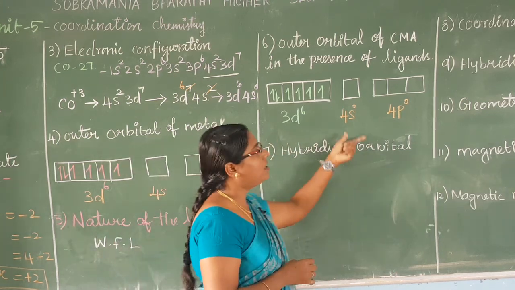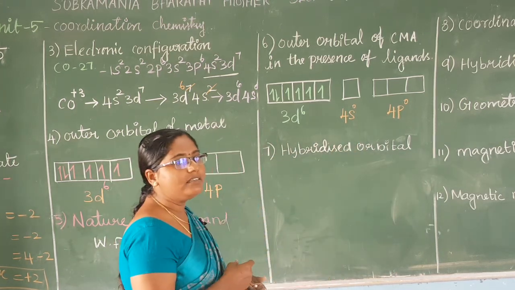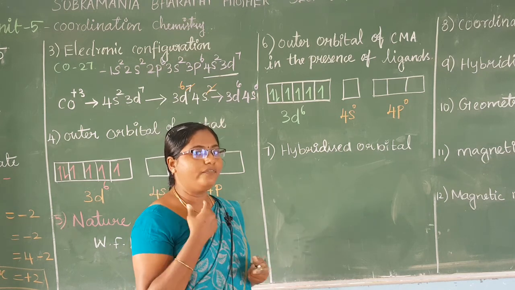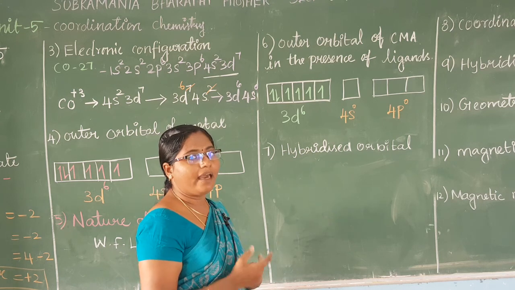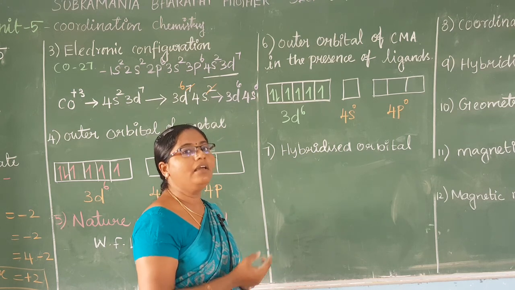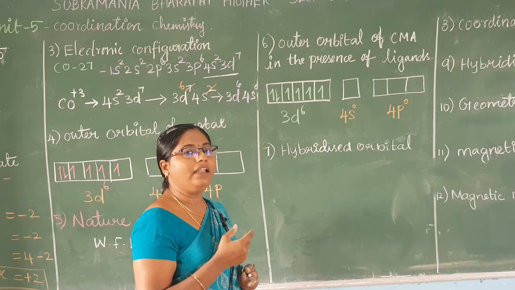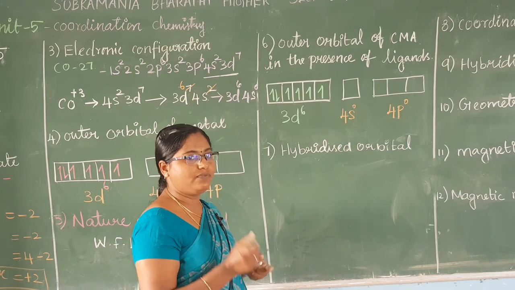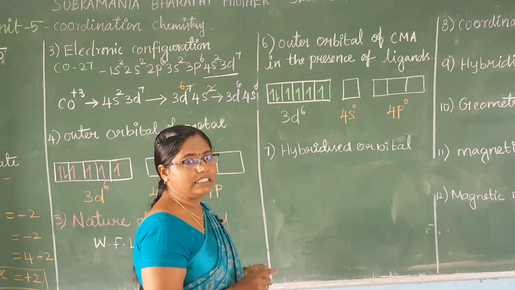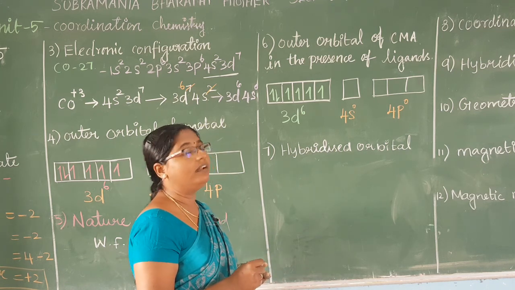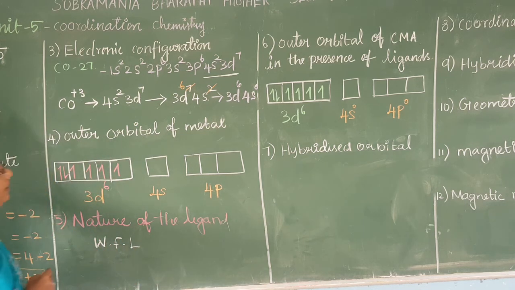In this case, what will happen? The ligands will donate a pair of electrons to the central metal atom. Then coordinate covalent bonding takes place between the metal and the ligand. In this way the bonding takes place. Which is the donor atom here? The ligand is the donor atom.